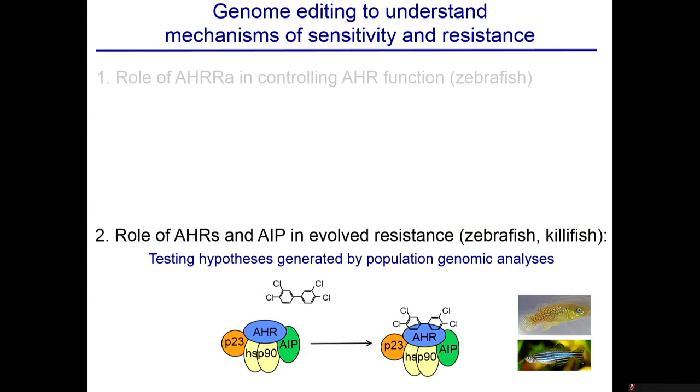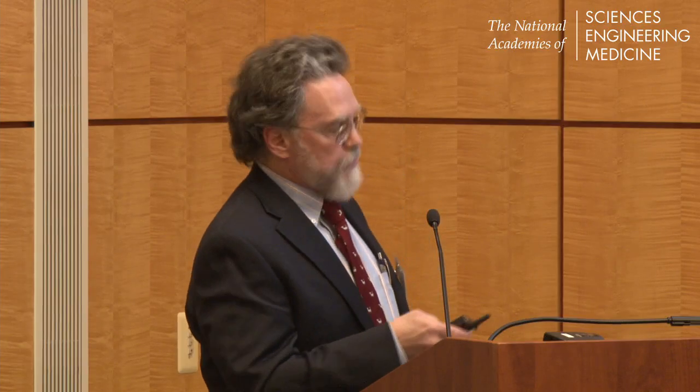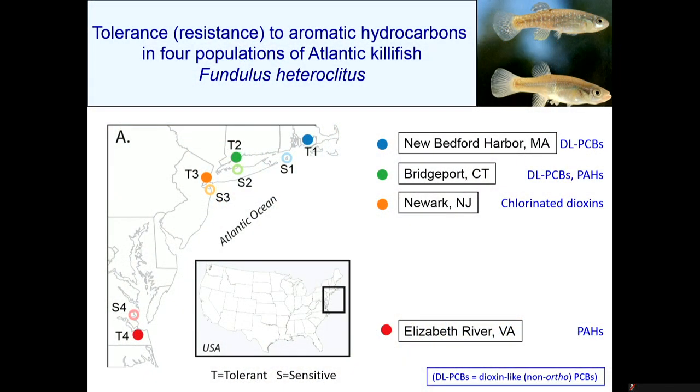Now, the second example involves alterations in the AHR signaling pathway as a result of evolved resistance to dioxin-like compounds in the environment. And in this case, we're testing hypotheses that were generated by population-level genomic sequencing studies. So this study involves a small estuarine fish, Fundulus heteroclitus, also known as the Atlantic killifish. And it's interesting because populations up and down the East Coast have evolved tolerance or resistance to the high levels of aromatic hydrocarbons that these fish are exposed to in the environment, including PCBs, PAHs, and dioxins.